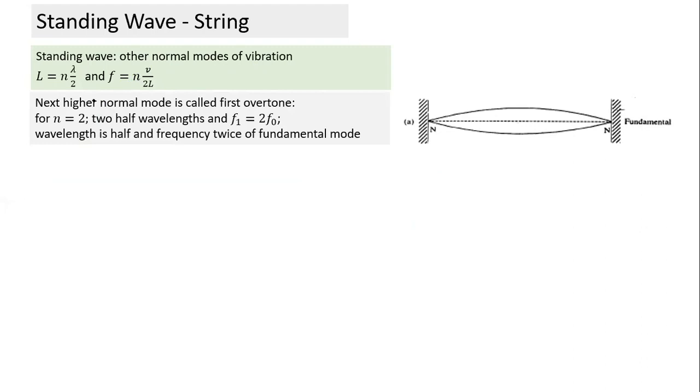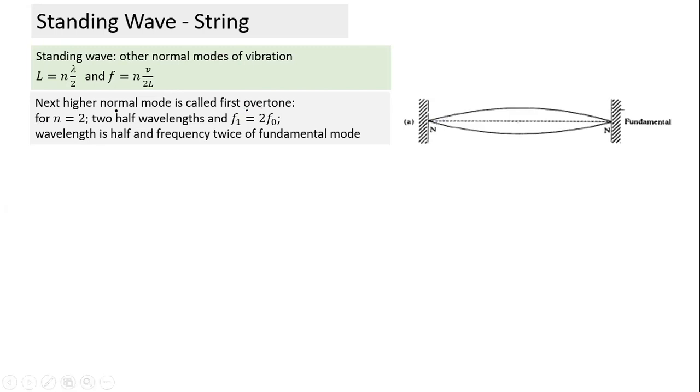What is the next higher normal mode? The next higher normal mode is called the first overtone. That's a musical word that we use. What is the first overtone? It is the next frequency higher than the fundamental frequency. The fundamental frequency is the minimum frequency of oscillation of a fixed string.